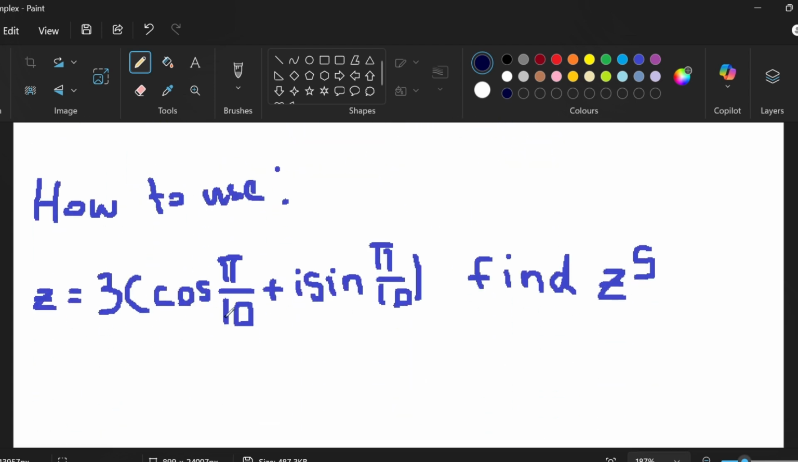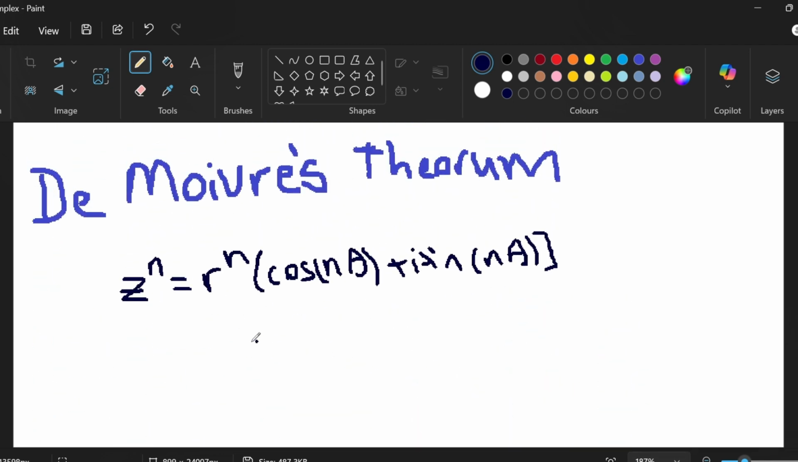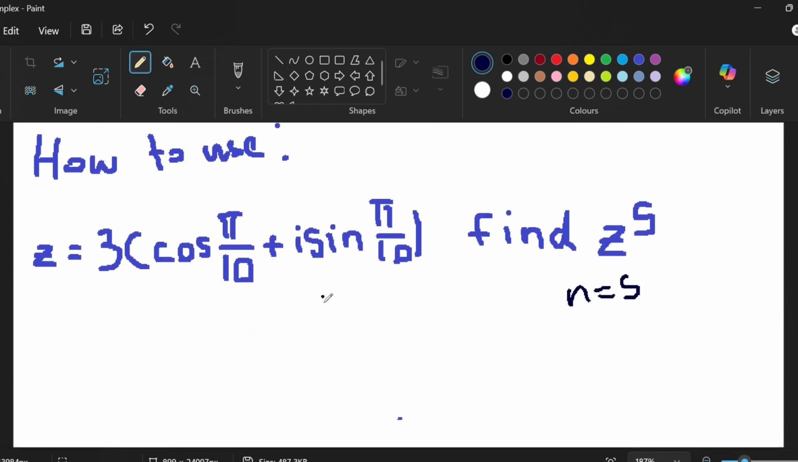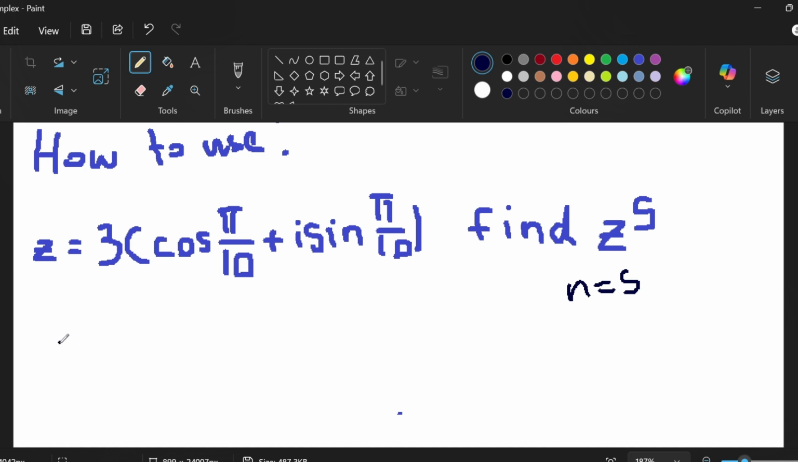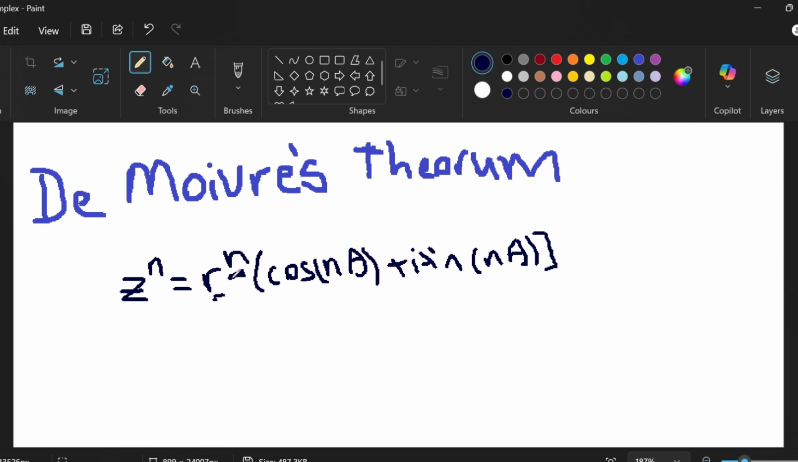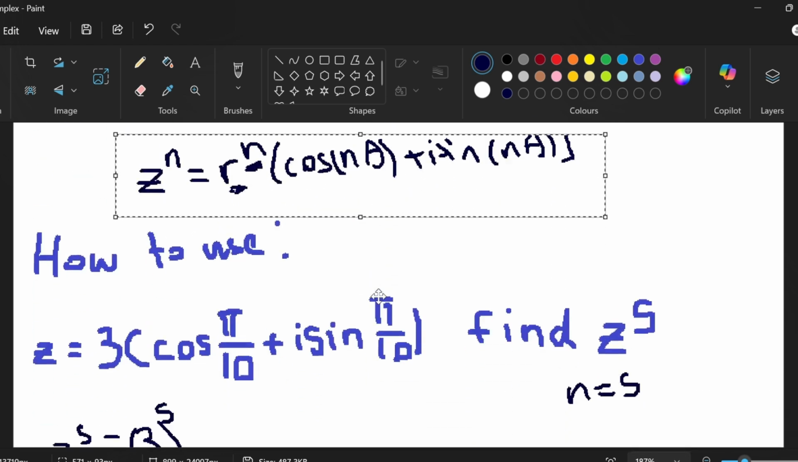I'll go ahead and show this with an example. So here I have that z is equal to 3 cos pi over 10 plus I sine pi over 10, and I'm told to find z to the power of 5. So I'm going to use De Moivre's theorem, and in this case my n is equal to 5. And I can write out that z to the power of 5 is equal to 3 to the power of 5, because remember, it's r to the n from our theorem up here. Actually, I might just move this down somewhere where we can see it while we work.